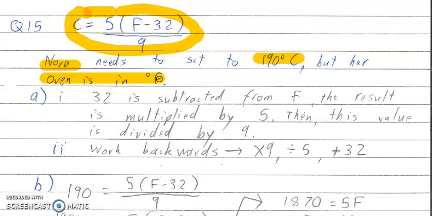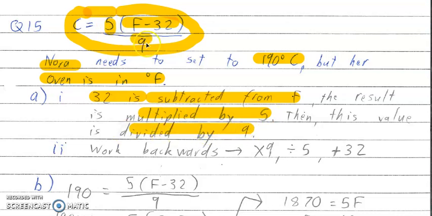So question 15a in the textbook asks us, well, what's going on here? What does this formula mean? Well, the formula is saying 32 is subtracted from f, as you can see here. The result is then multiplied by 5, as you can see here. Then this value is divided by 9, as you can see here. The second part of question 15a asks us, well, okay, what are the inverse operations we're going to need to do here? Well, the opposite of divide 9, times 9. Opposite of multiply by 5, divide 5. Opposite of subtracting 32, add 32.